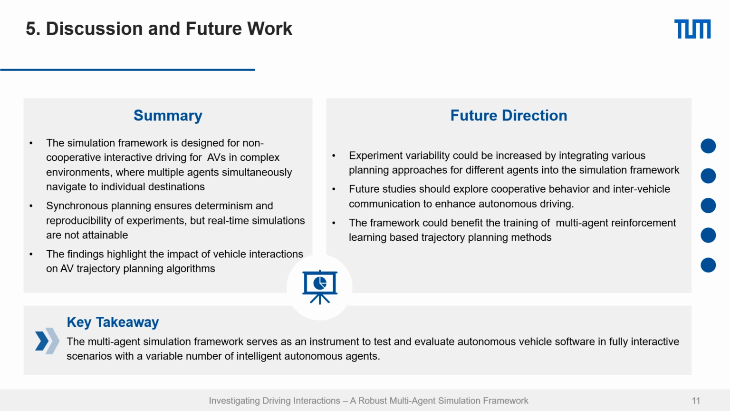Currently, all agents use the same planning approach. The experiment variability could be further increased by integrating different planning methods for different agents. Additionally, we see potential for the efficient exploration of cooperative behavior and inter-vehicle communication, which could easily be included in our framework, and it could benefit the training of multi-agent reinforcement learning-based trajectory planning methods.